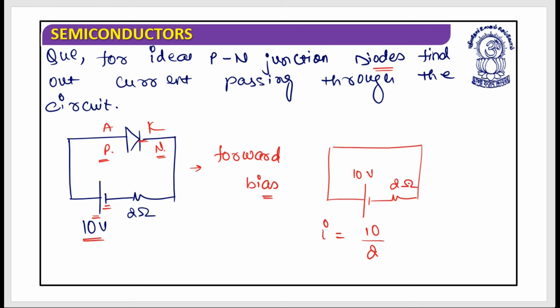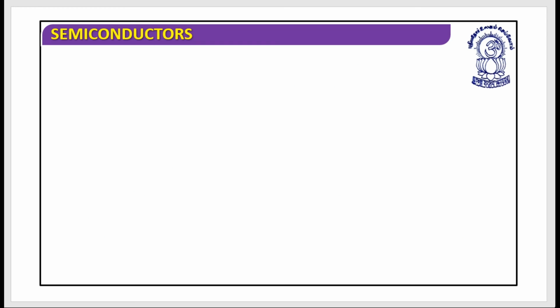So this is 10 volt, this is 2. So this will be equal to 5 ampere. I hope this is clear. Is it clear? Great. Let's look at the next question.